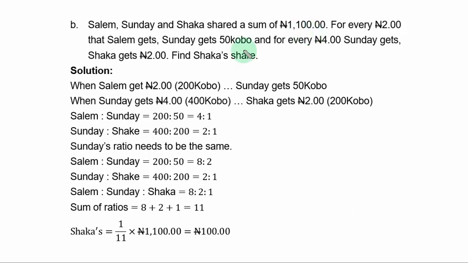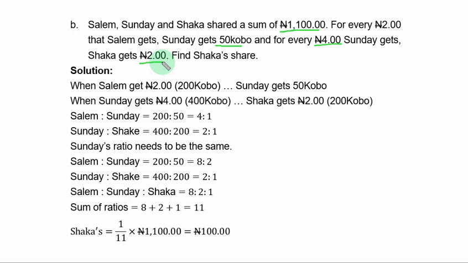Question 2B. Salem, Sunday, and Shaka shared a sum of 1,100 naira. For every 2 naira that Salem gets, Sunday gets 50 kobo, and for every 4 naira Sunday gets, Shaka gets 2 naira. Find Shaka's share.